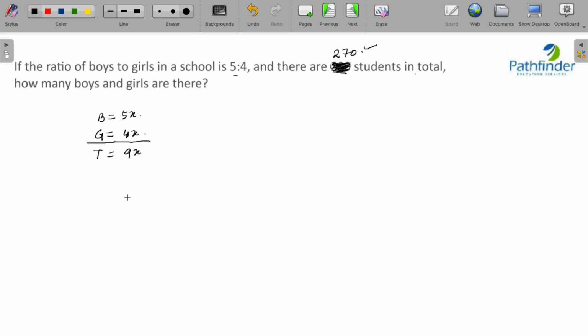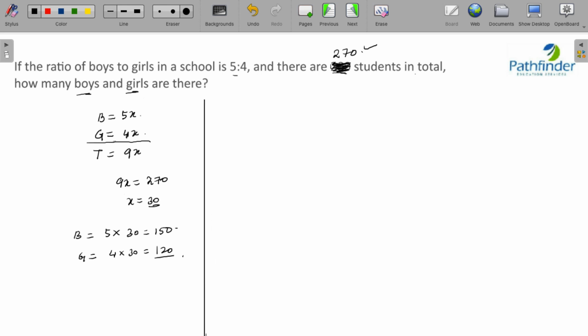And what is the total number of students given to be? 9x is given to be 270. So x must be 30. Now, since we are required to calculate boys and girls, boys is 5x, so 5 into 30, that is 150, and girls is 4x, so 4 into 30, that is 120. This is how you can calculate the number of boys and the number of girls.